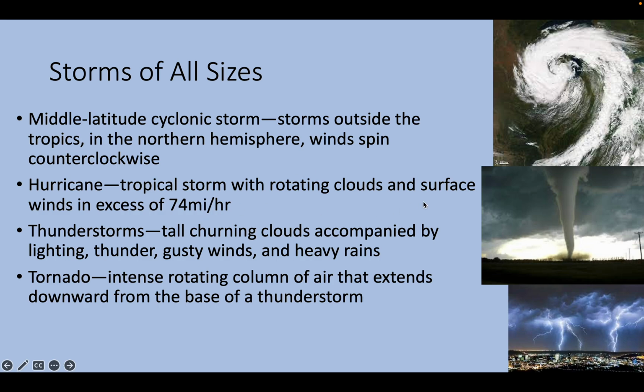Hurricane is a tropical storm with rotating clouds and surface winds in excess of 74 miles per hour. Thunderstorms are tall churning clouds accompanied by lightning, thunder, gusty winds, and heavy rains. And tornadoes are intense rotating columns of air that extend downward from the base of a thunderstorm.